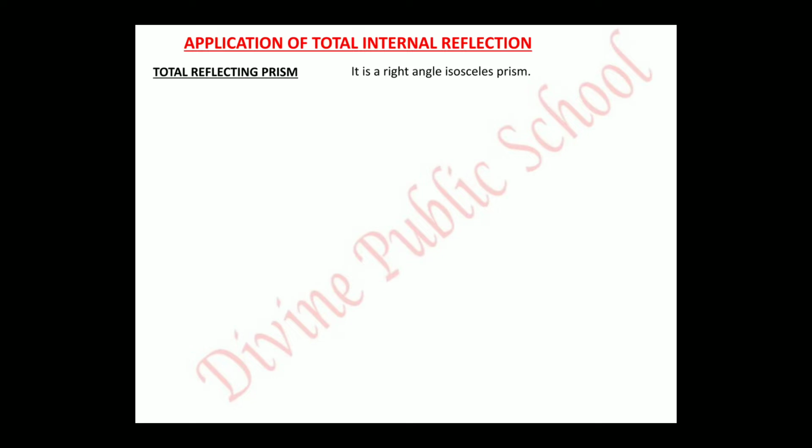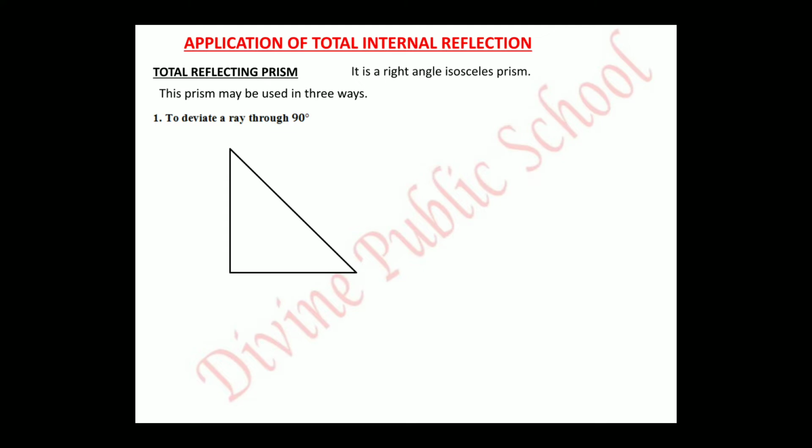This prism is used in three ways. Let us understand the ways. First one is to deviate a ray through 90 degree. Now let us understand this particular application with the help of a ray diagram. This is your right angle isosceles prism, which is called total reflecting prism.